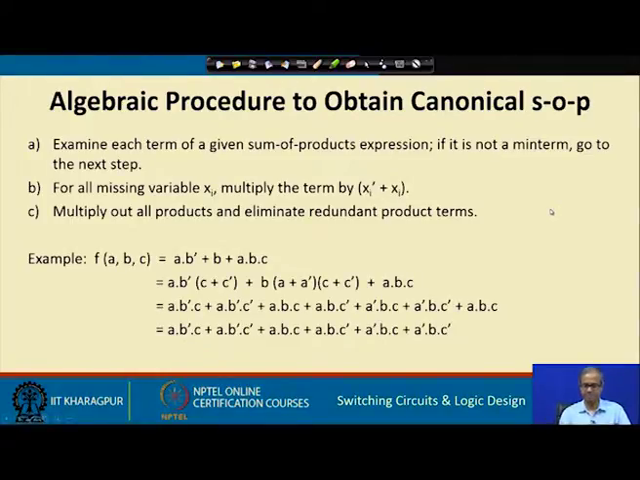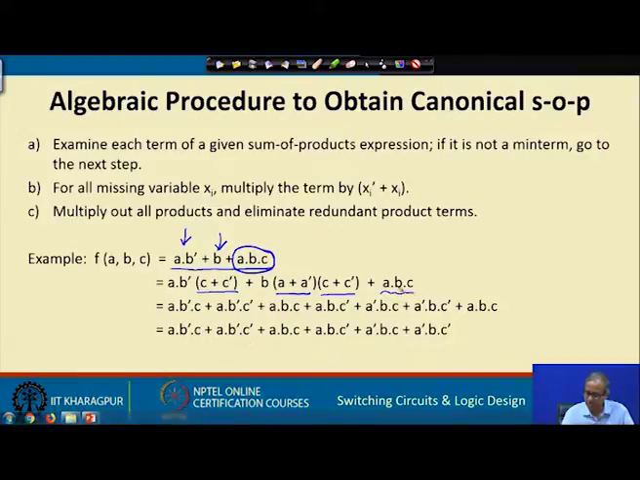Let us take an example here. Consider a 3 variable function given like this. Here you see the last one is obviously a min term, all the variables are there, but in the first product term c is missing, and in the second product term both a and c are missing. So, for the first one, what do we do? We multiply it by c or c bar. For the second one, we multiply it by both a or a bar and also c or c bar. For the last one, we do not do anything because all 3 are there.